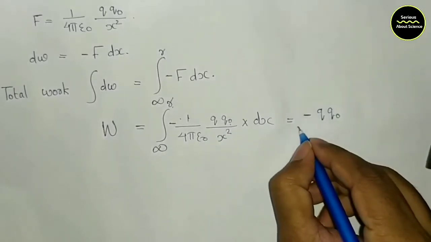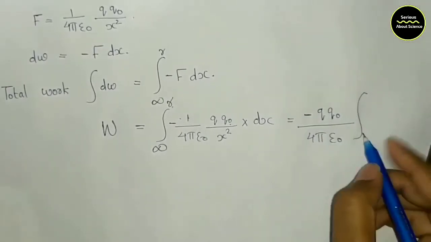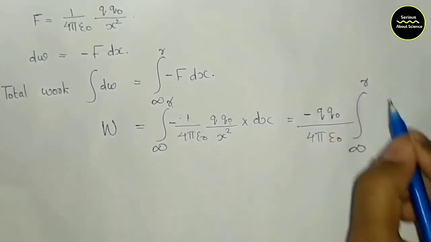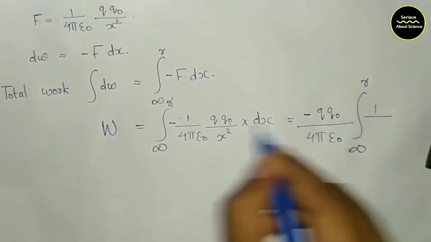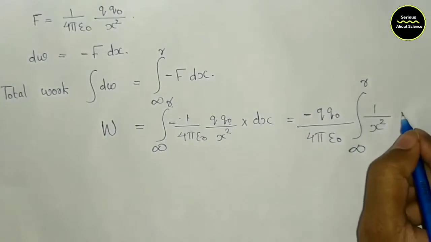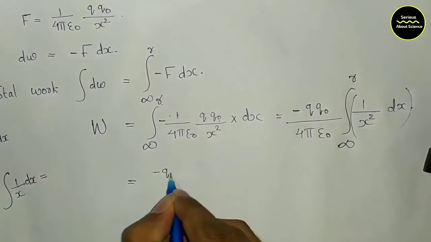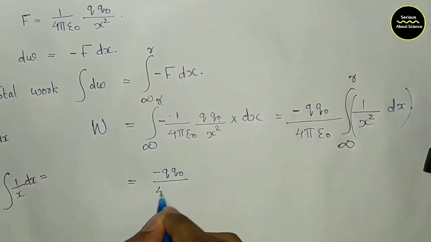So that one also I have written: minus of 1 by 4 pi epsilon 0 q q naught by x square into dx. When I take the constants out of the integral sign, what will I get? Minus q q naught by 4 pi epsilon 0. The terms remaining are integral from infinity to R of 1 by x square dx. You know the value of 1 by x square dx.